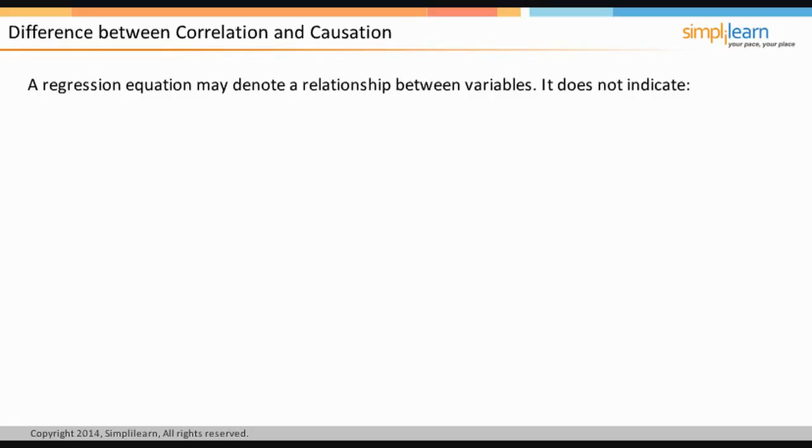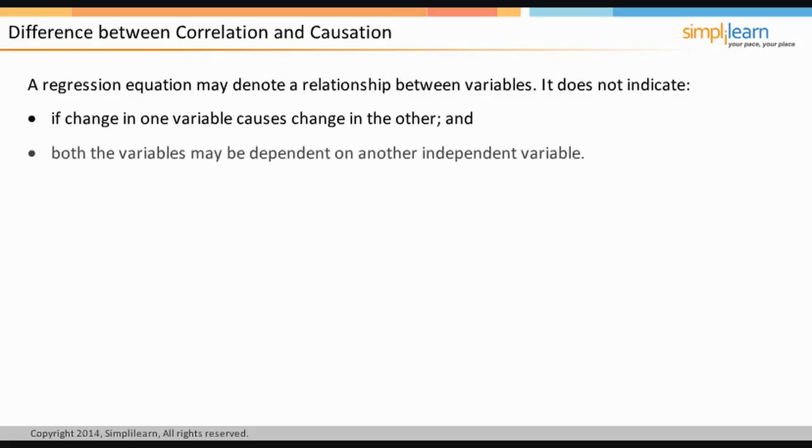A regression equation denotes only a relationship between the y and the x. This does not mean that a change in one variable will cause a change in the other. If number of schools and incidents of crime in a city rise together, there may be a relationship, but no causation. The increase in both the factors could be due to a third factor, that is, population. In other words, both of them may be dependent variables to an independent variable.